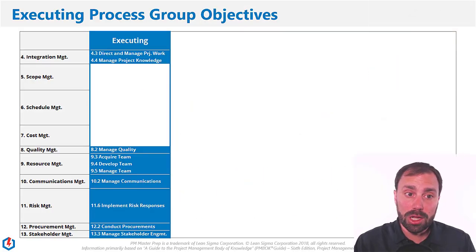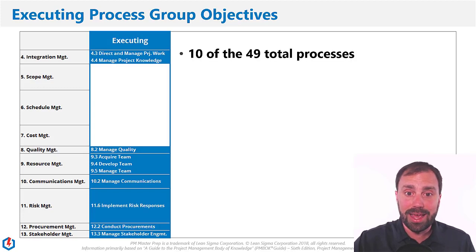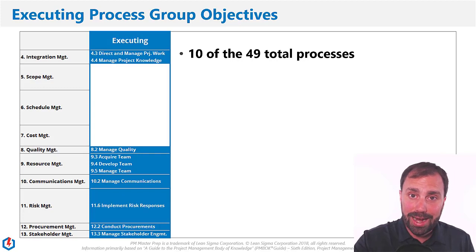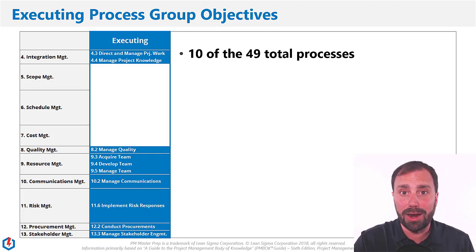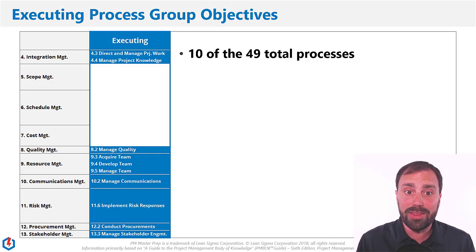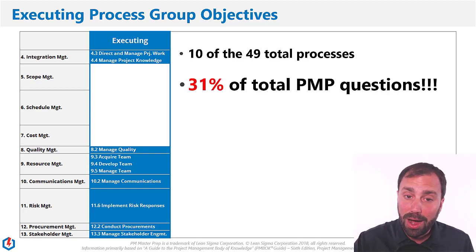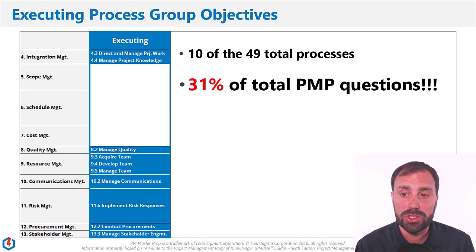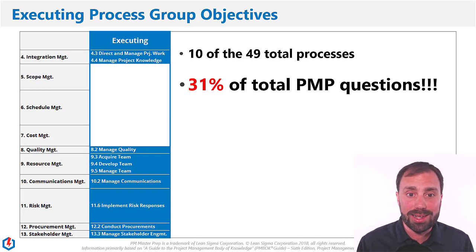Now, as we said, we're in the executing process group. Look at it right here. I'm going to just cover some basics. Like we said, it's 10 of the 49 processes. If we came from planning, it has all the way top to bottom a lot more processes. This only has 10 of the 49, so about 20%, but it's 31% of your total PMP questions. So that's crazy. Smaller number of processes, the highest percentage of questions on the actual exam.